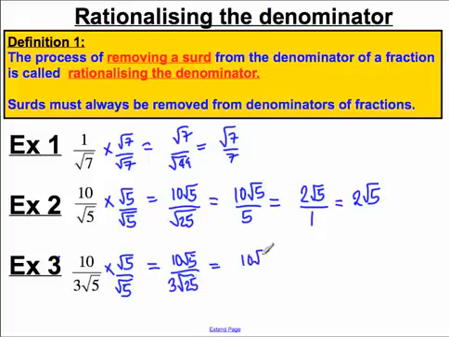The top again is 10 root 5. 3 times root 25. Well, root 25 here, that's just equal to 5. So this means 3 times 5, or 15. Now ask ourselves, what divides into 10 root 5 and 15? Well, 5 does. 10 root 5 divided by 5 leaves me with 2 root 5. 15 divided by 5 leaves me with 3. And this is the simplified version and the rationalized version of this particular fraction.